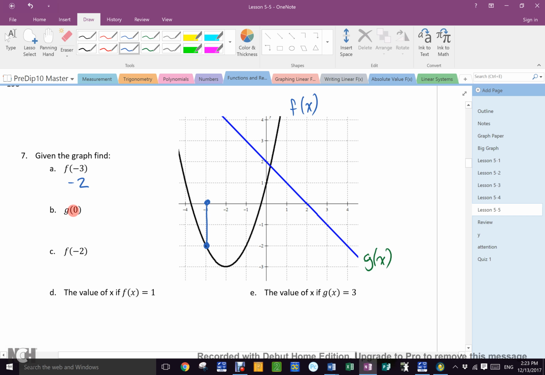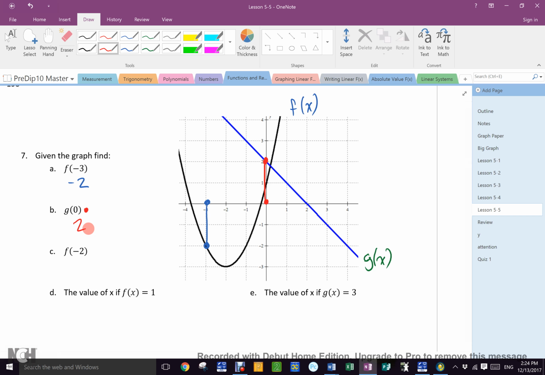G of 0, what am I looking at? The straight line or the curvy line? Straight line. G of 0, so I go where? I go to 0 on the x-axis, right there, and now I find the output on the g of x function, right there. Is everybody cool? And it is 2. Is everybody good? Yes. Great. I have a question.